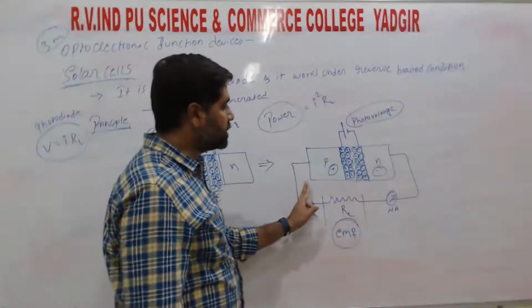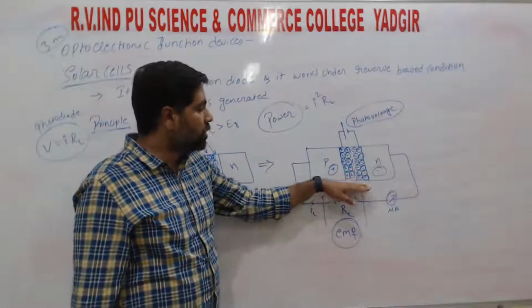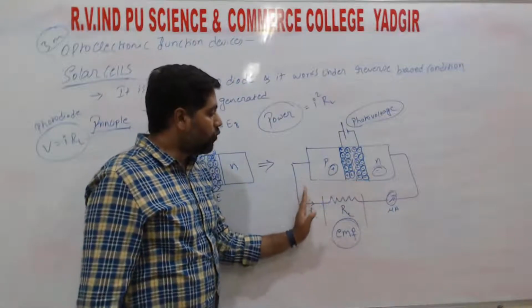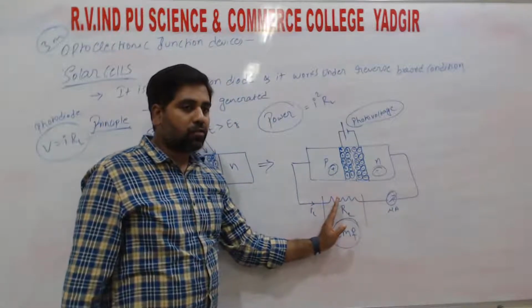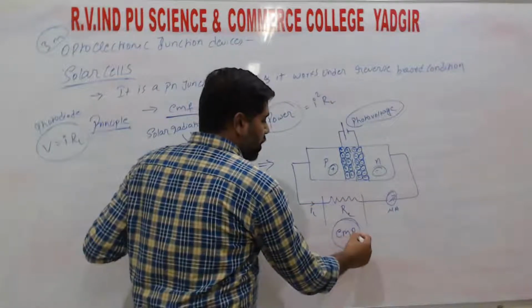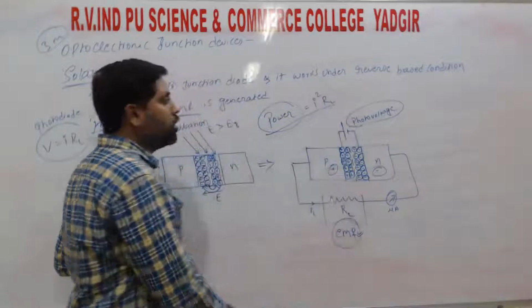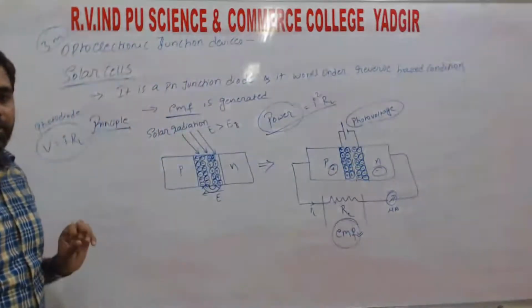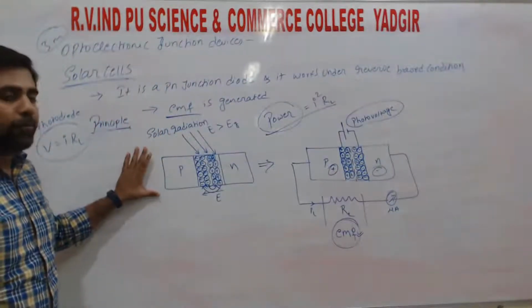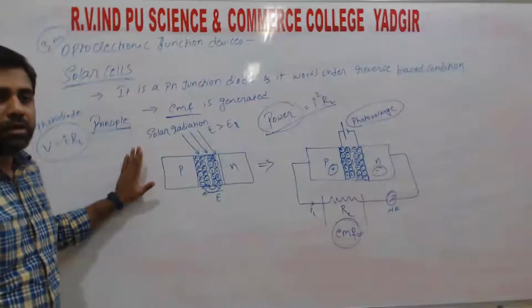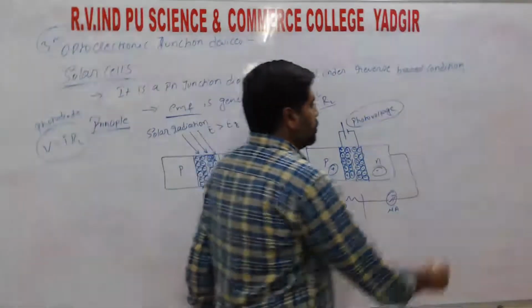So when an external resistance is connected across this diode, the current will flow across this resistance. From that resistance we obtain the EMF having power equal to I squared RL, right? So this is the principle of the solar cell, right?